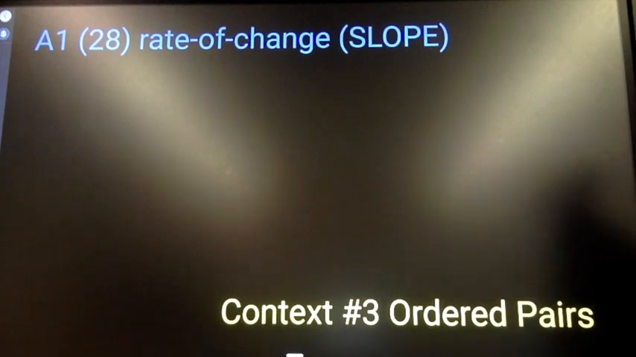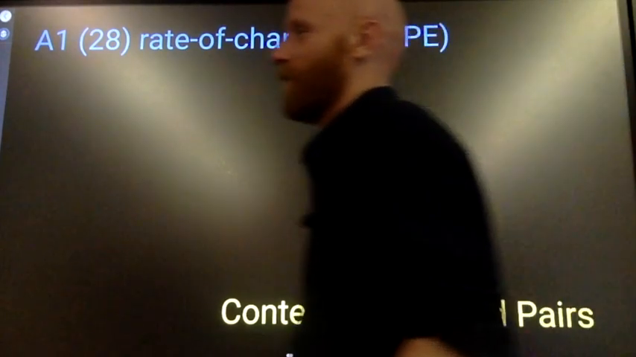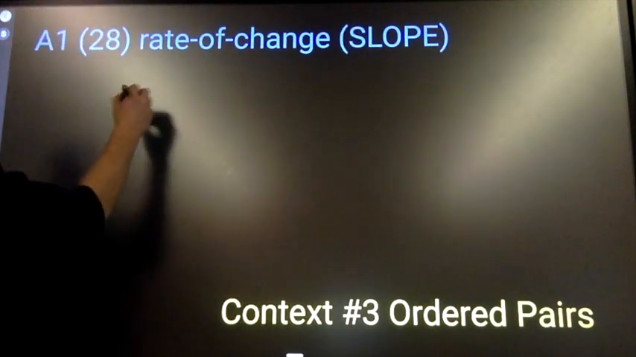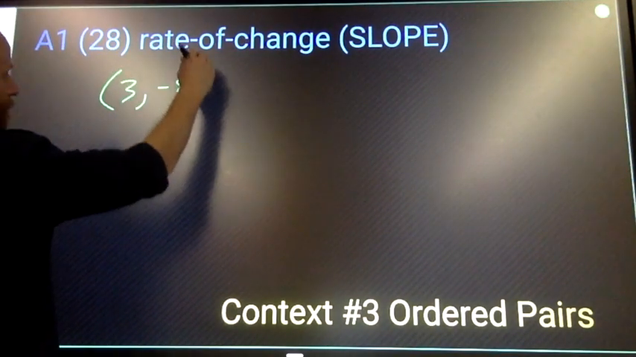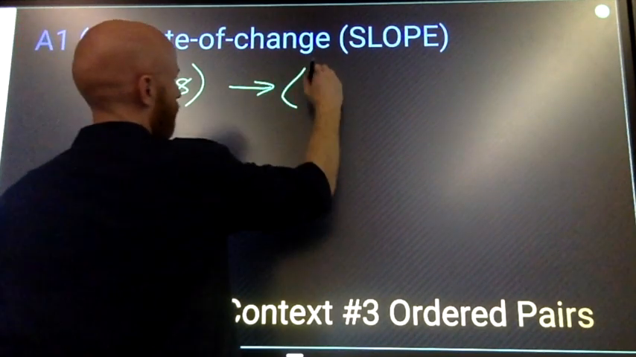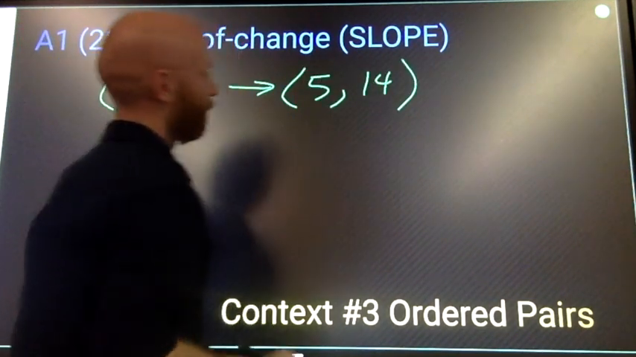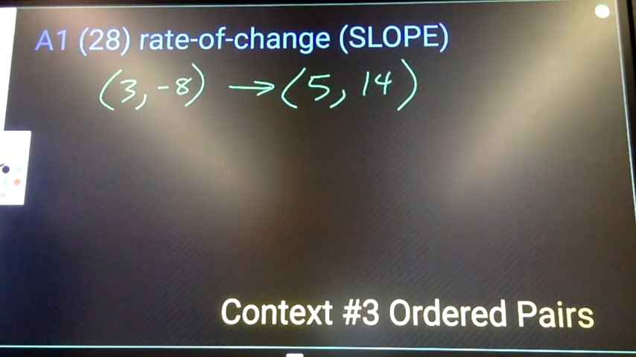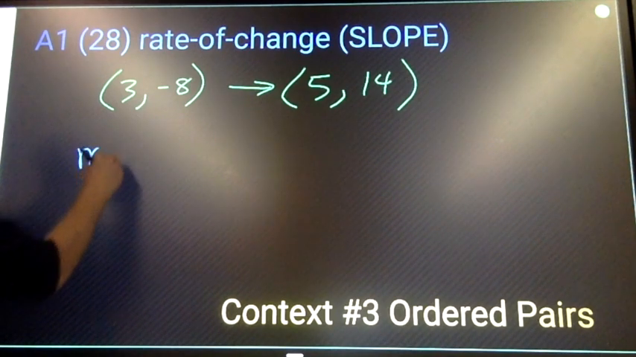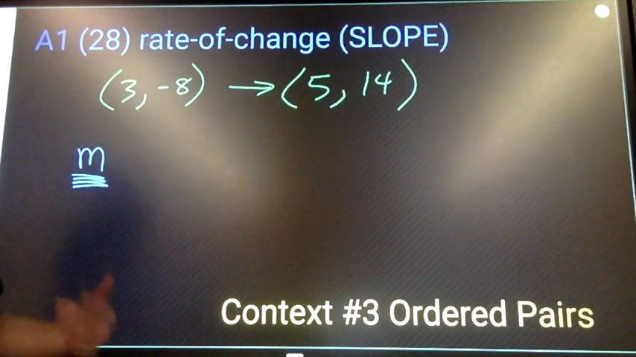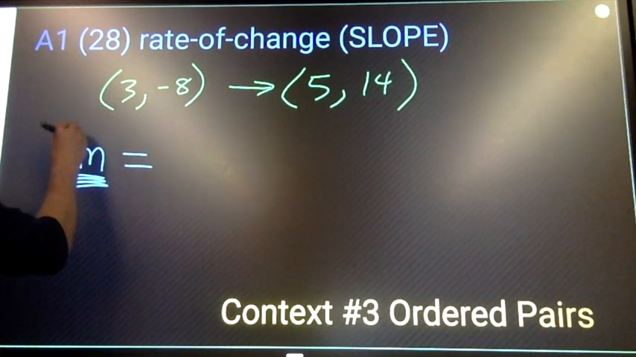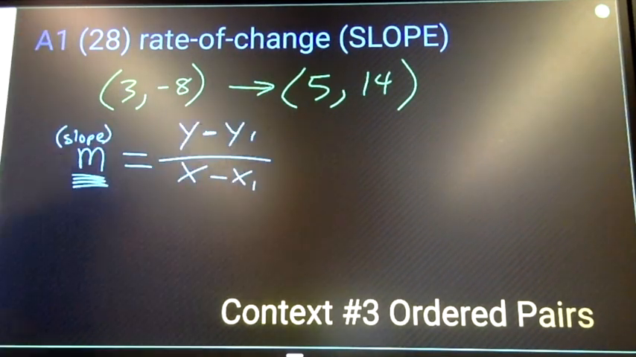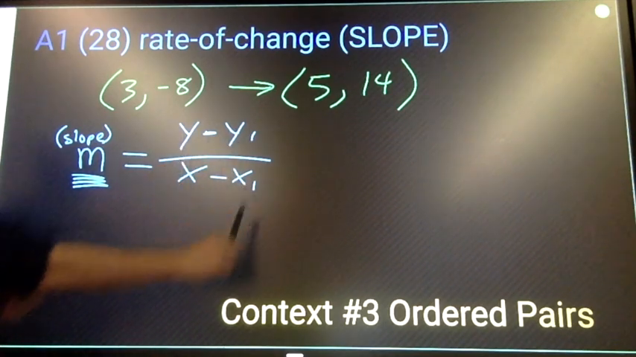Context number 3, if you're given ordered pairs and asked to find the slope between them, but you don't have a graph. All right, there's 2 ways to get this answer. For my people that like formulas, there's a formula that will give you a slope. All right, the formula looks like this. Slope, which traditionally we call m, equals y minus y1 over x minus x1.